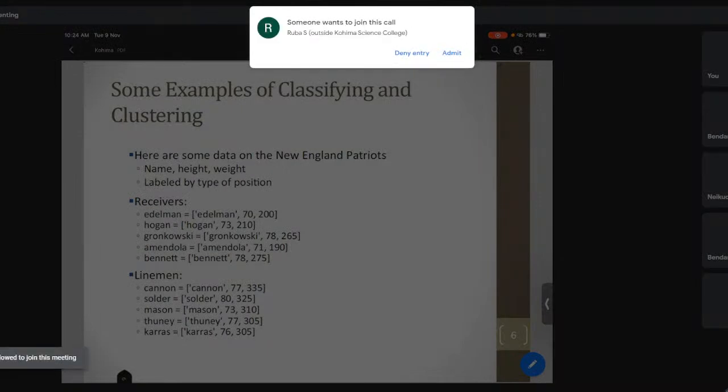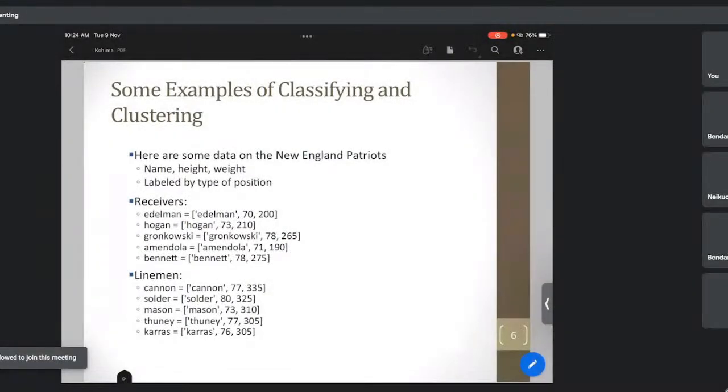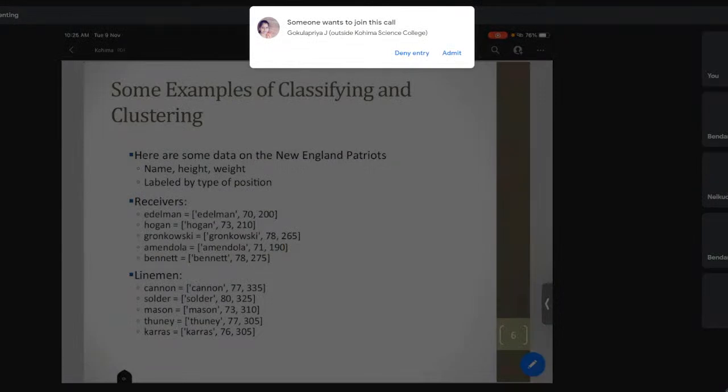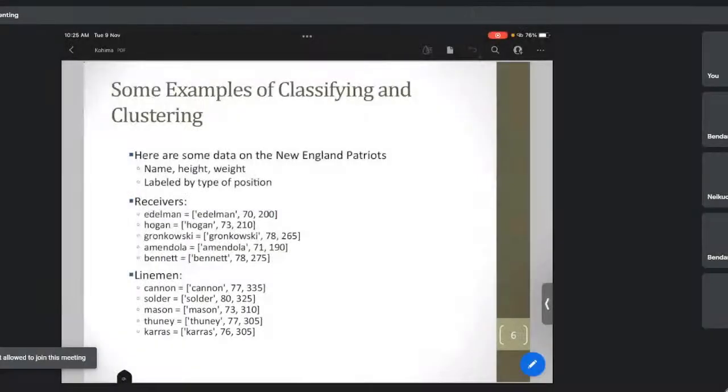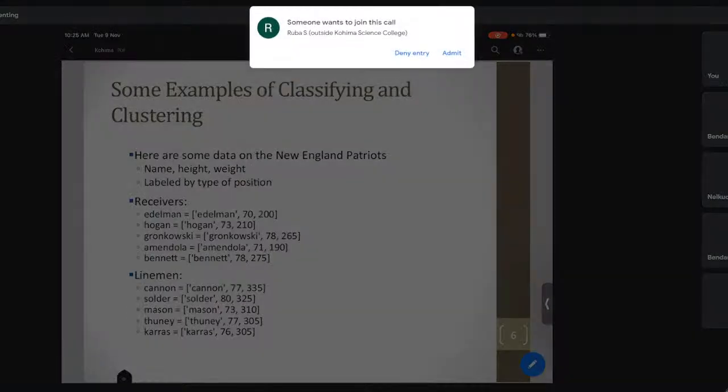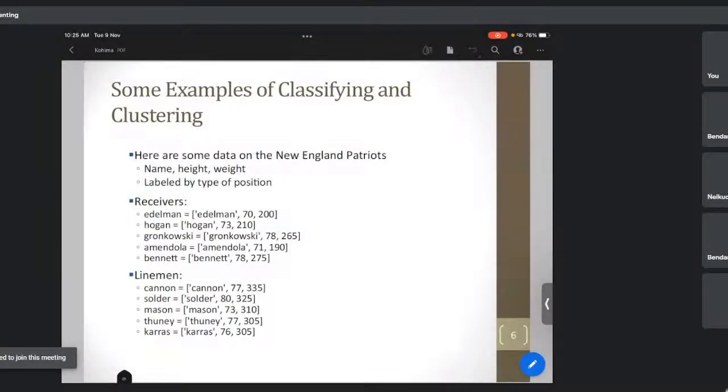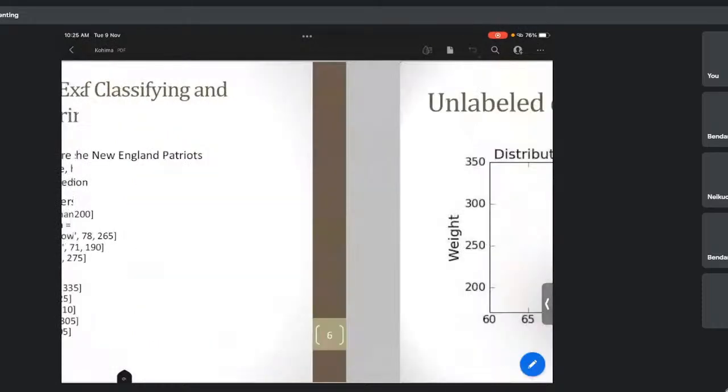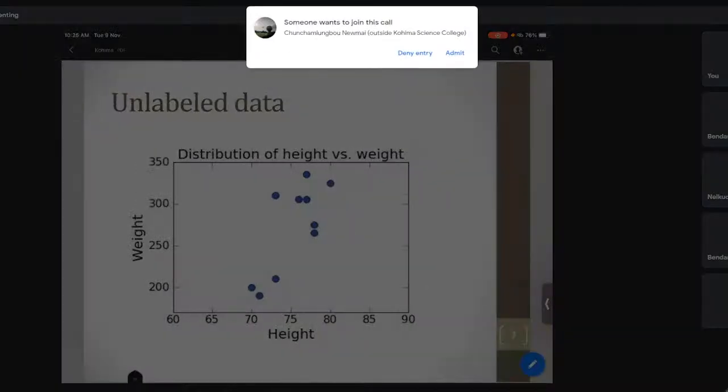But if we don't have this kind of division, I mean, the classification of receiver and lineman, and we simply have the data points only, is it possible to divide them into two groups? That is the point, and that is the basic idea of data clustering. We have the data points, we don't know anything about these players, and our objective is to find out which of these players are lying in the receiver group and which are lying in the group of linemen.